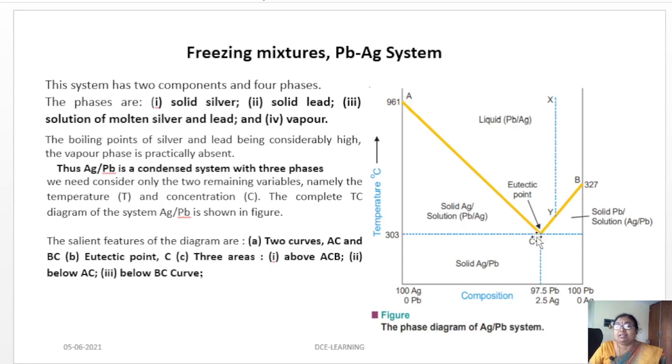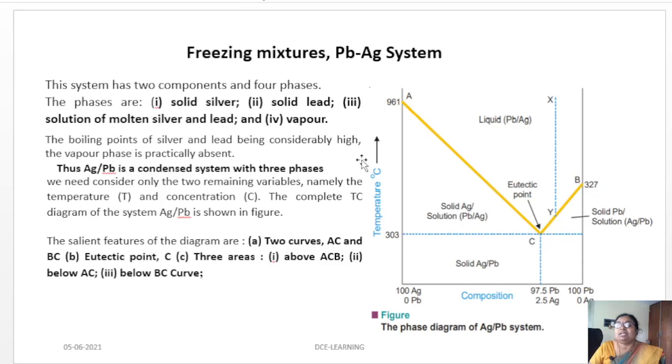At the eutectic point, the corresponding temperature is called the eutectic temperature and the corresponding mixture is called the eutectic mixture. If you take any solution mixture above C and decrease the temperature, it will reach the point C with the same composition of lead and silver. That is the area we take, ACB.